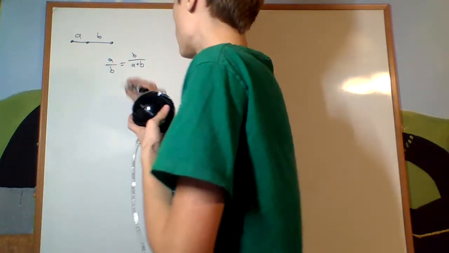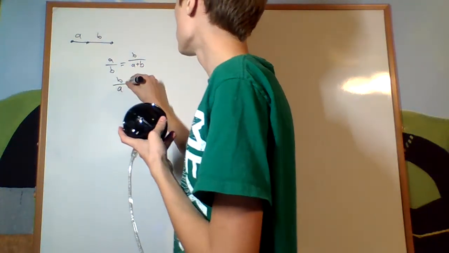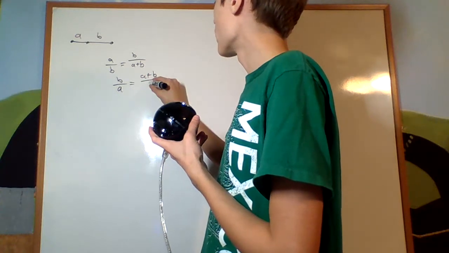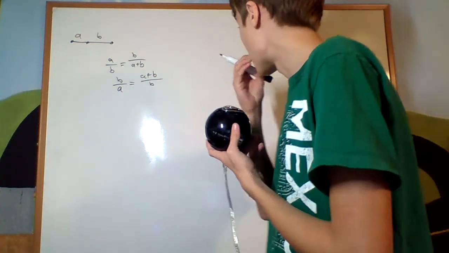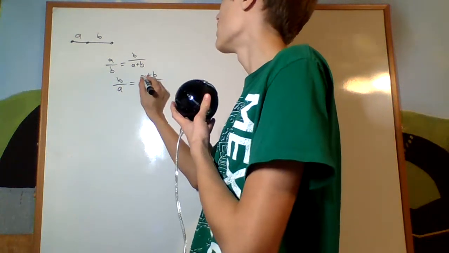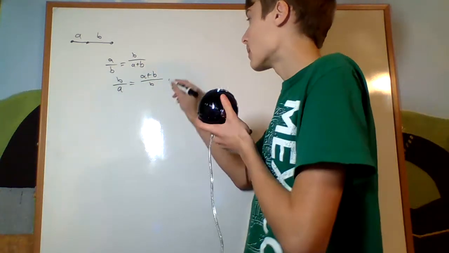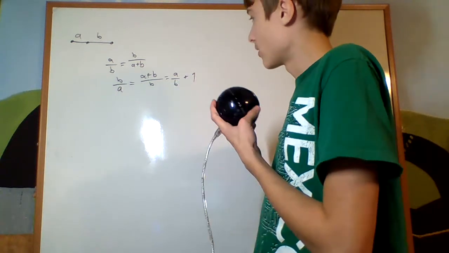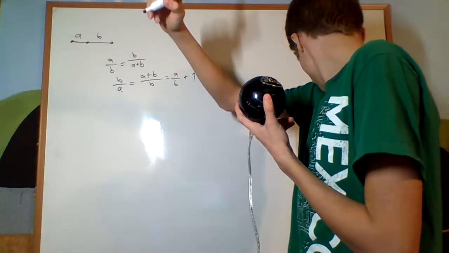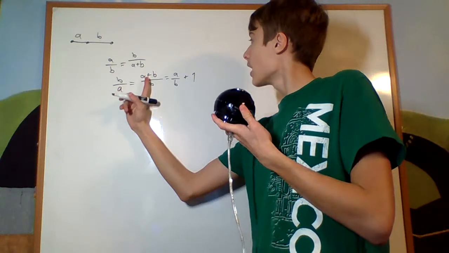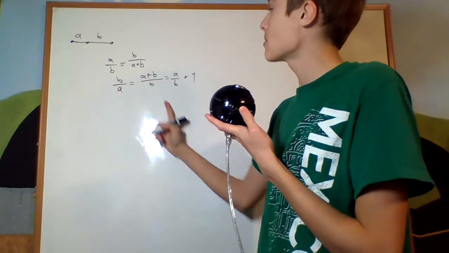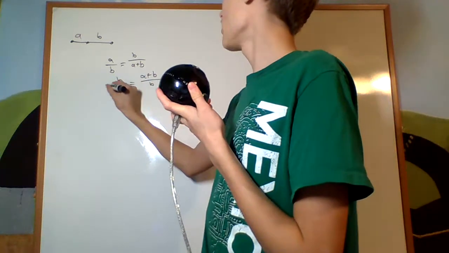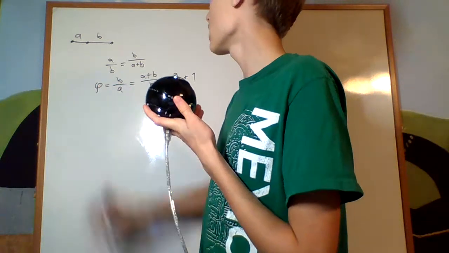Or in other words, the ratio of the big one to the small one is equal to the entire thing to the bigger one. Now I'm going to expand that out into a over b plus 1. I can do that because I can split it up into a over b plus b over b, and b over b is 1. And let's call this value phi.